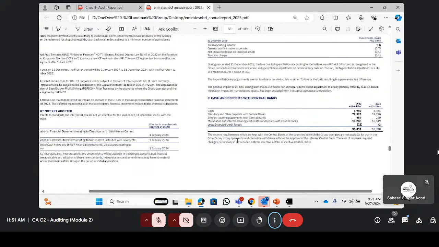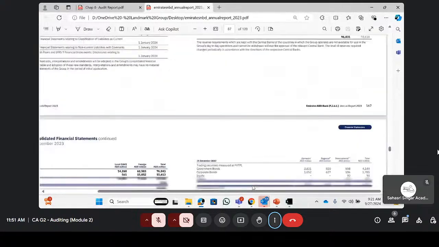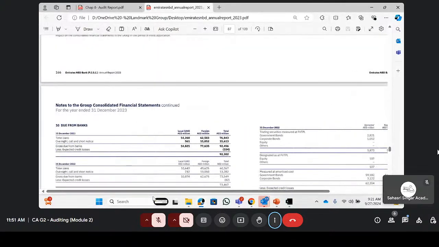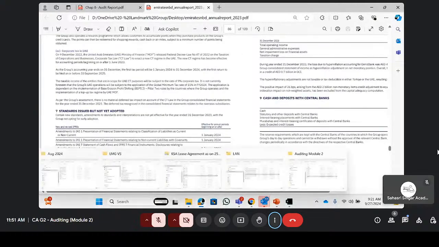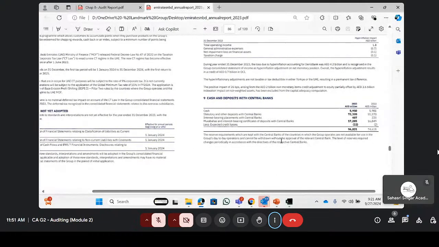So this is how it is, and you can see under point number 9 they have given some explanation, which means that you have to give a brief on it. Okay, so this is about the cash. If you read this point, you can see the reserves are kept at the central bank of the countries in which the group operates, not available for use in the group's day-to-day operations and cannot be withdrawn without the approval of the relevant central bank. The level of reserves required changes periodically in accordance with directives of the central bank.